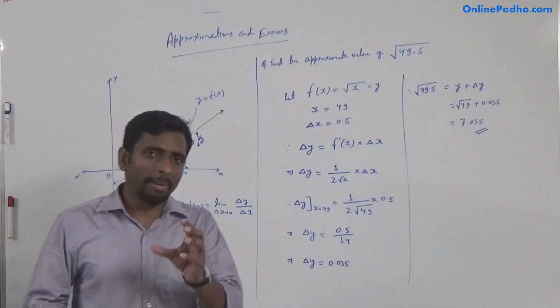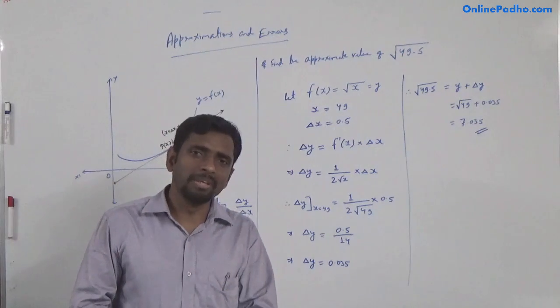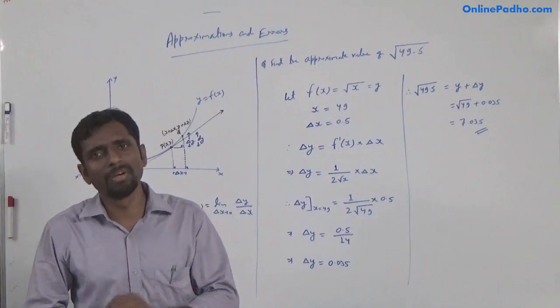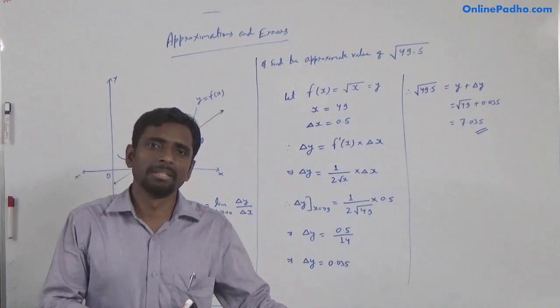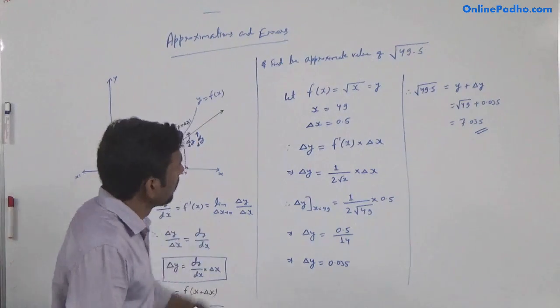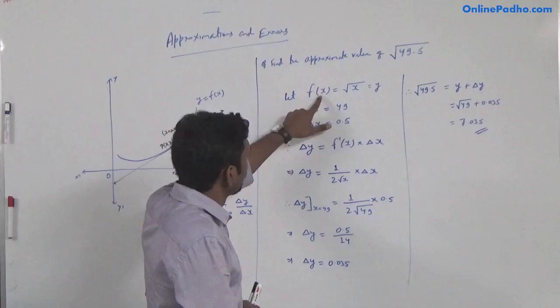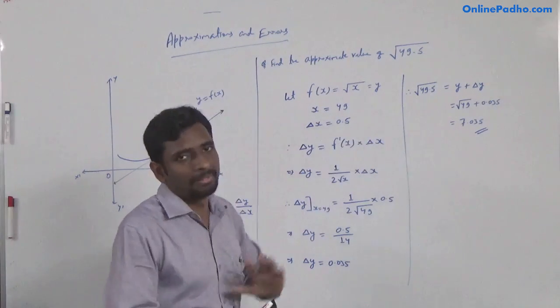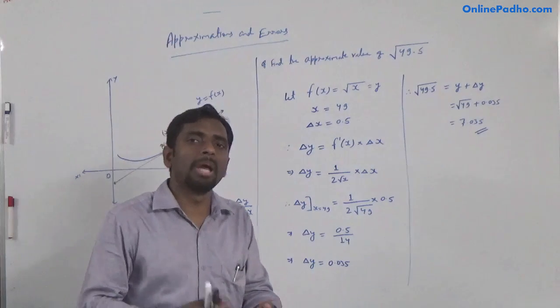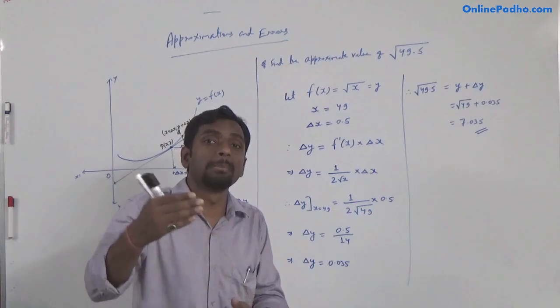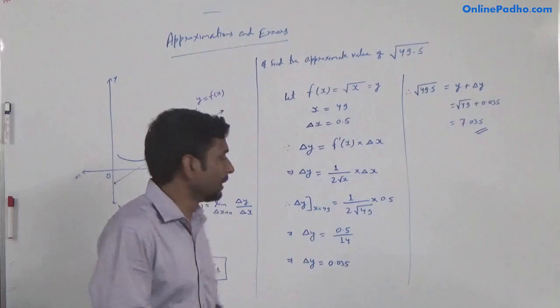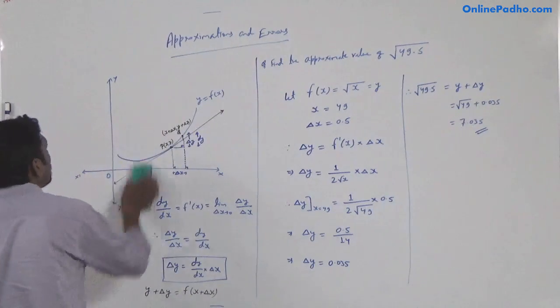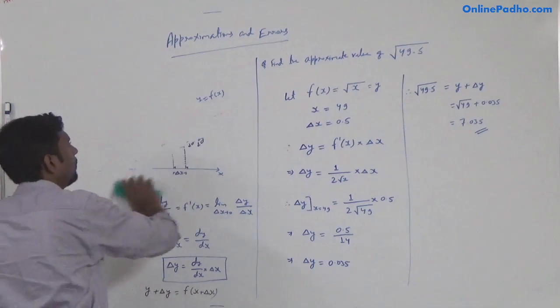So in this, if you have to find the approximate value of any function, any square root function, cube root function or any other function, first we need to write the value of f(x), x, and what is the change in x, that is delta x. For example, if you have to find the value of 26 to the power 1 by 3, cube root of 26, you know 27 is a perfect cube number. We can find that value. Let us see.